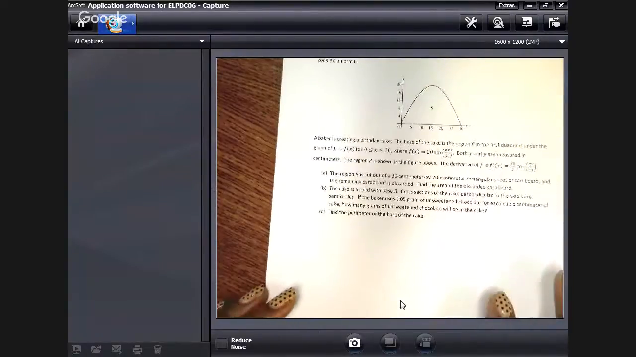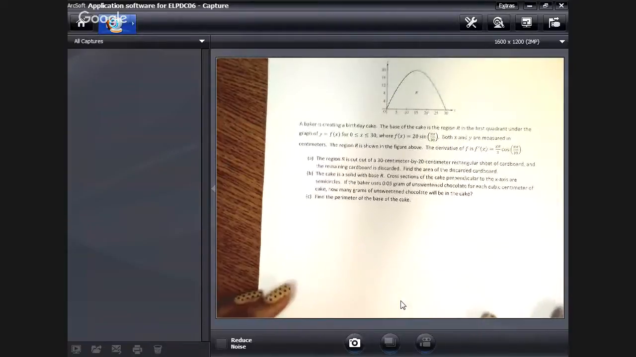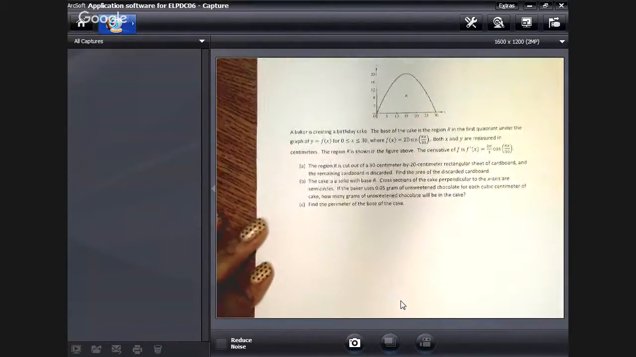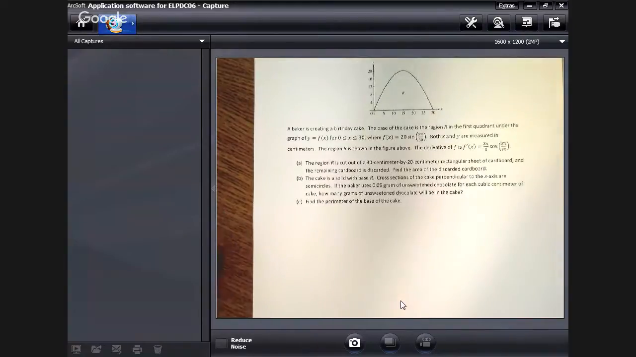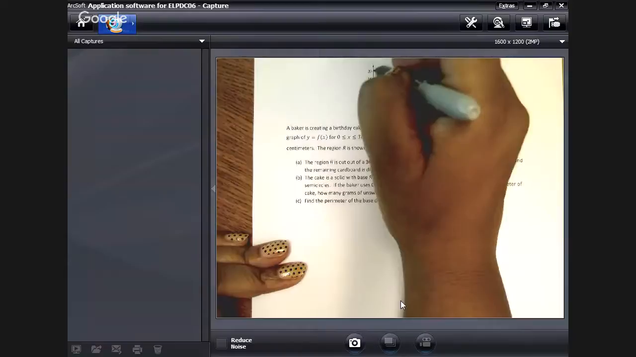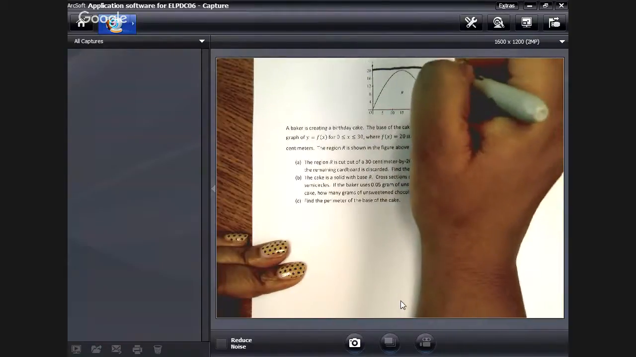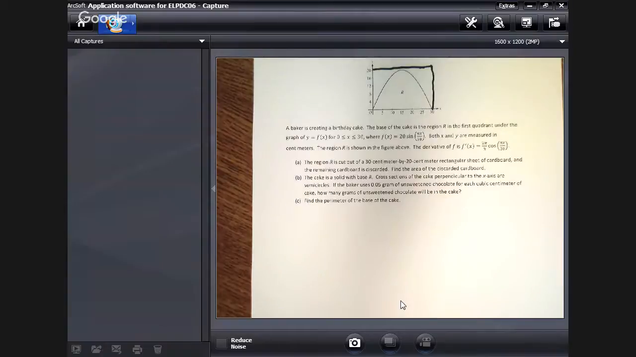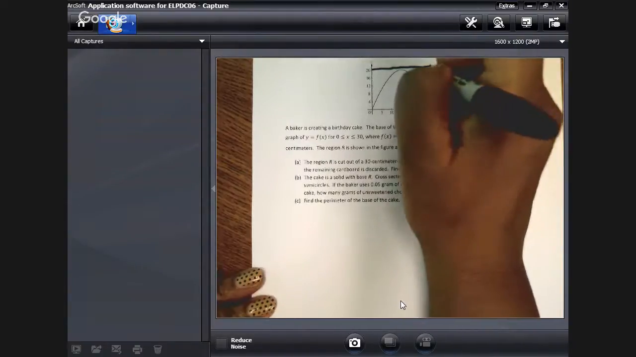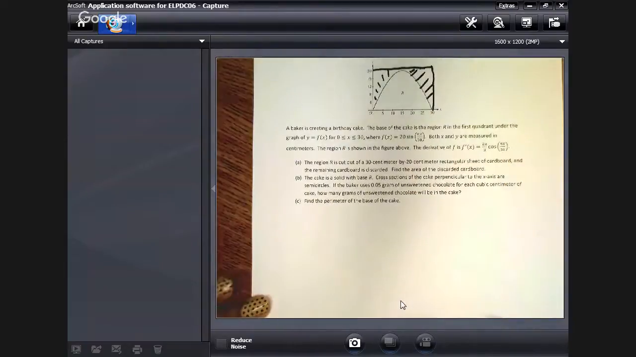So back to screen share so I can walk you through this problem. So here's the problem again, and in part A, they tell us that the region is cut out of a 30 by 20 rectangular sheet of cardboard. So you actually have a piece of cardboard that's going around like this, except it's touching. And we want to find the area of this stuff out here, which means we need the area of the rectangle and subtract the area of R.